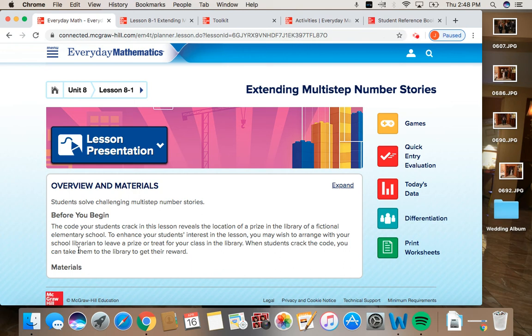To be doing lesson 8.1, extending multi-step number stories. So today we are going to solve some challenging multi-step number stories. I'm going to do a few with you, and then you're going to do the rest on your own. And the ones that I do with you, I'm really going to be going over some strategies that you should be using when solving every problem.